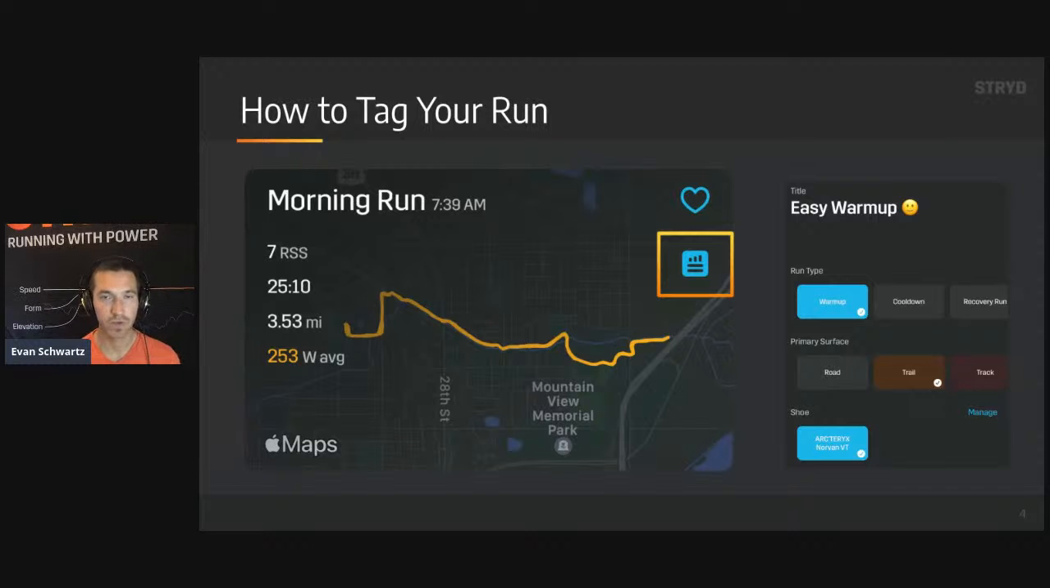How to tag your run. You will go to your Stryd Mobile App and you'll go to the calendar page. You'll click on the specific activity and click this little icon that's highlighted here. It is underneath the heart icon and it's the tag icon.